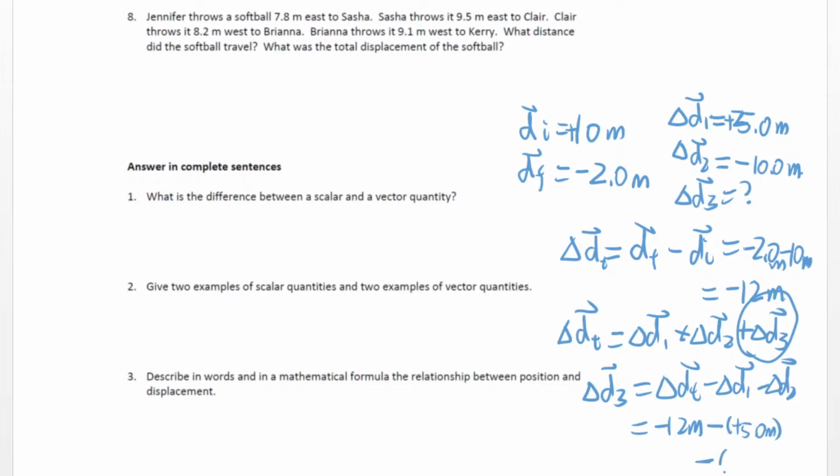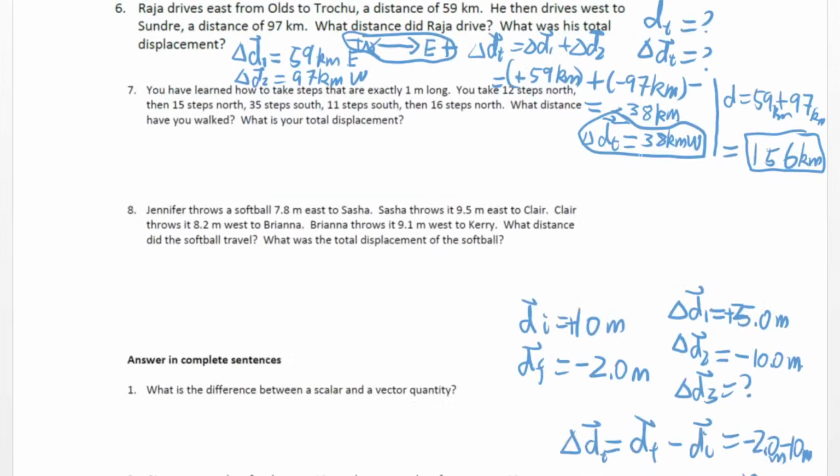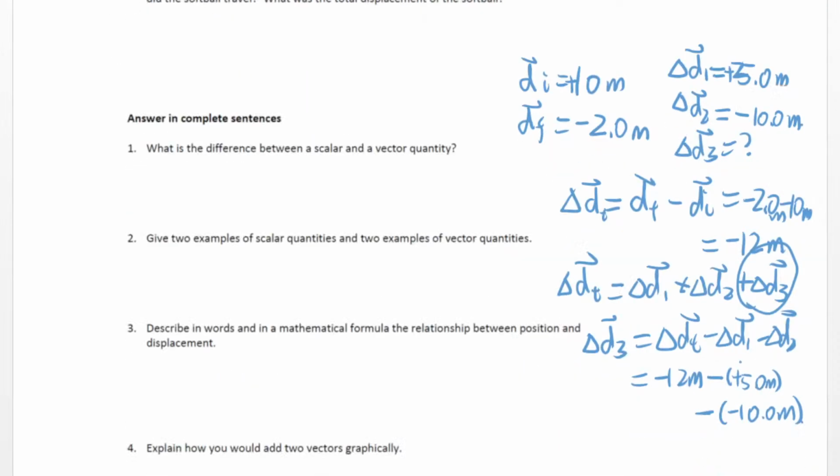And then minus negative 10. All right, negative 12 minus 5 is negative 17, plus 10, so 7 meters. So negative 7 meters, so we get negative 7.0 meters. So the third displacement must be 7 meters backwards, right?